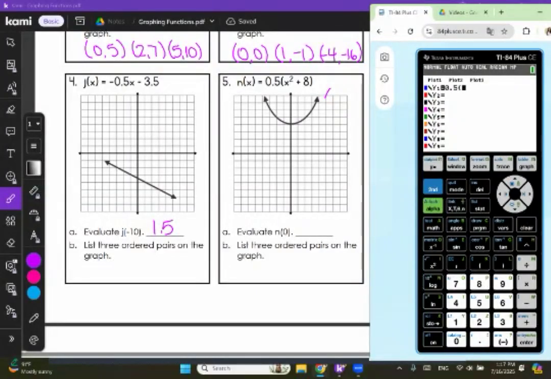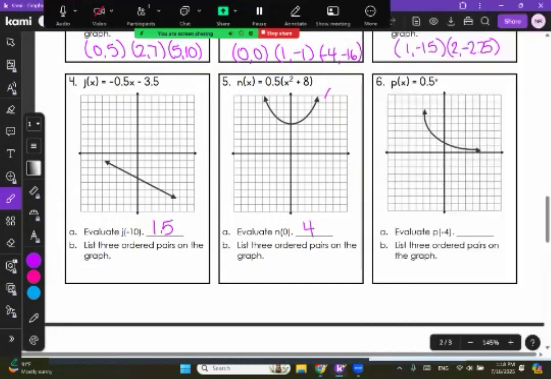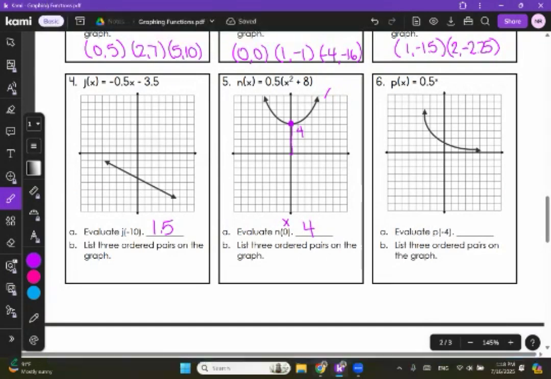0.5 x squared plus 8. Hit the graph. Because of the squared, we're going to get that U shape, that parabola. And they want us to find n of 0. So where we have a 0, you can actually find it on paper right here, but 0, 4. And when I say on paper is because you know that the x is a 0, 0 is right here, you go straight up. That's the number 4. Okay. Last one.